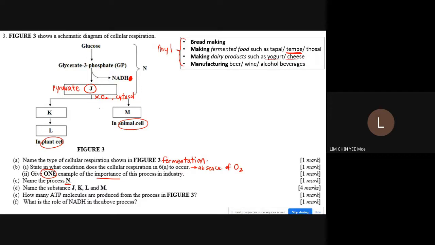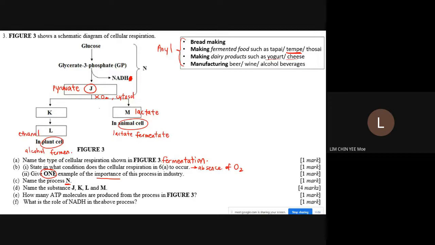And kalau animal cell, what is the type of fermentation for animal cell? Lactate fermentation. Very good. Lactate fermentation sebab kita dapat nama dari end product dia which is lactate. Whereas for plant cell, what is the name of the fermentation? Alcohol fermentation. Very good. So alcohol fermentation, we actually refers to the end product which is ethanol.